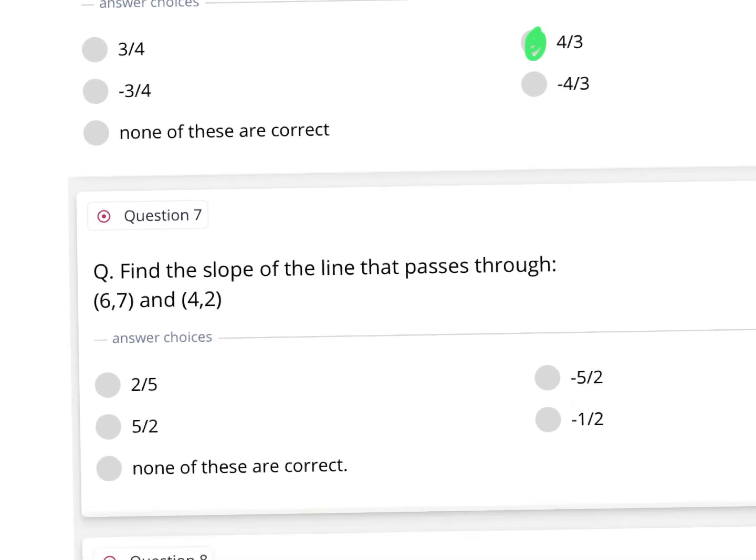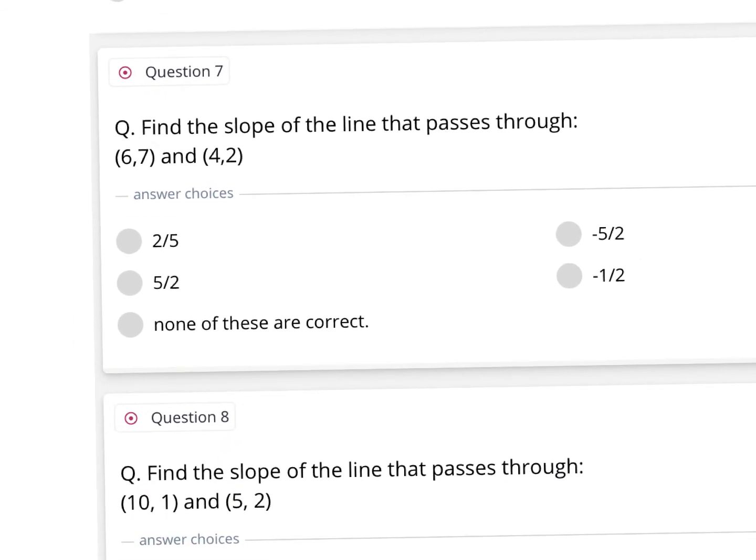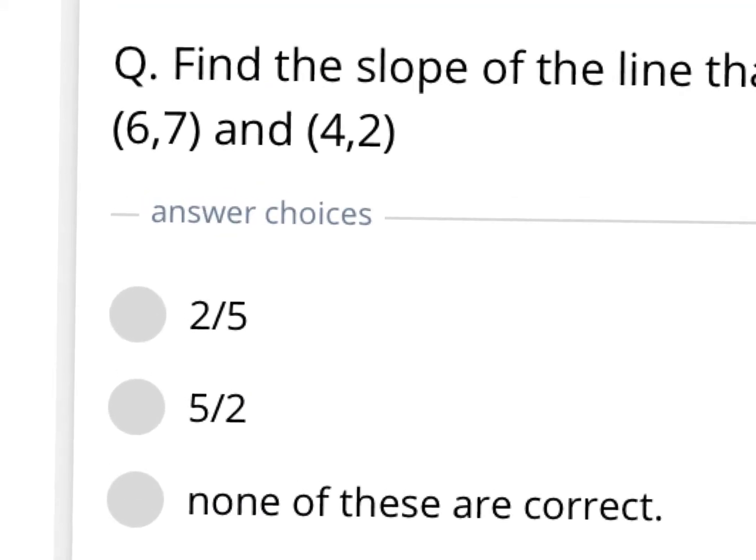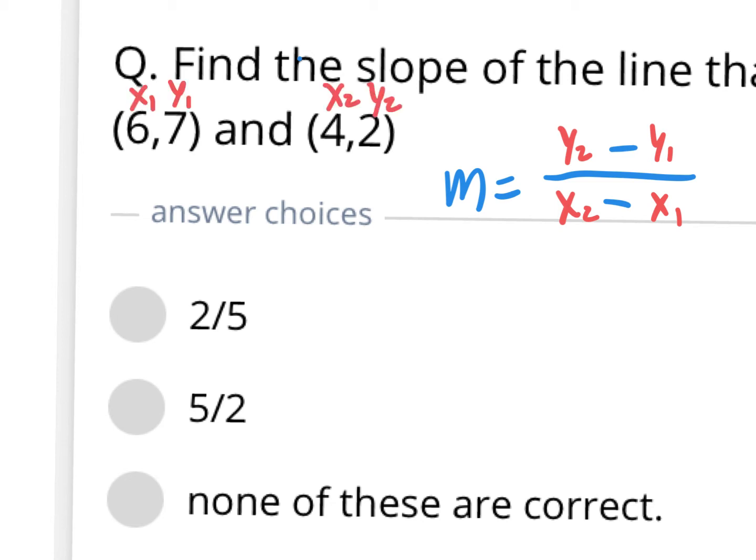Let's continue on here. It says find the slope. Just like the previous question, you want the slope formula: y2 minus y1 over x2 minus x1. That's what the slope formula is. And of course, label your coordinates. And then you simply plug them into your slope formula. And again, I would begin with what's in blue, which is the division and the subtraction symbols.